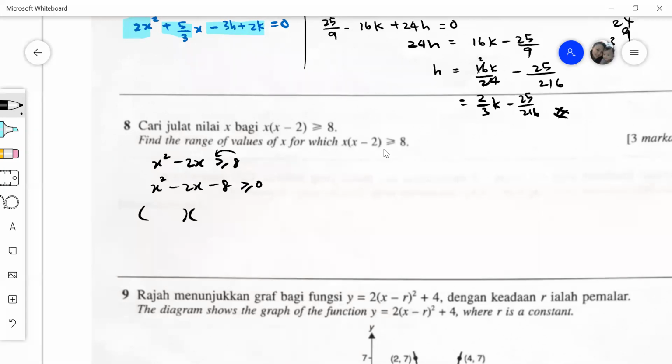And then factorize, always factorize. Once you reach here, always use the curve. So when we factorize, to get 8, we have 4 and 2, negative and positive.